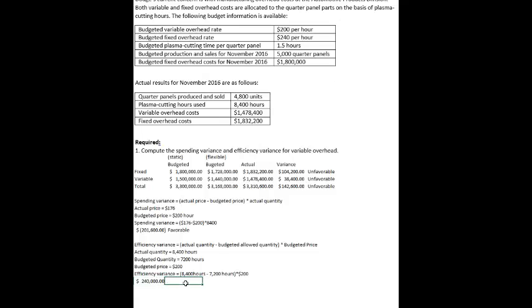Again, we have to indicate, is that favorable or unfavorable? Well, we actually used 8,400 hours. We only should have used 7,200 hours. It took us way longer to make the product than we anticipated. So that's not good. That's unfavorable. And you'd ask for reasons for that. Someone in the production department could come up with several reasons why it took longer.